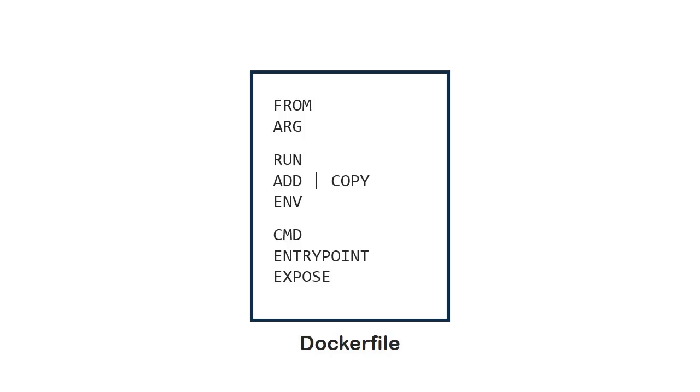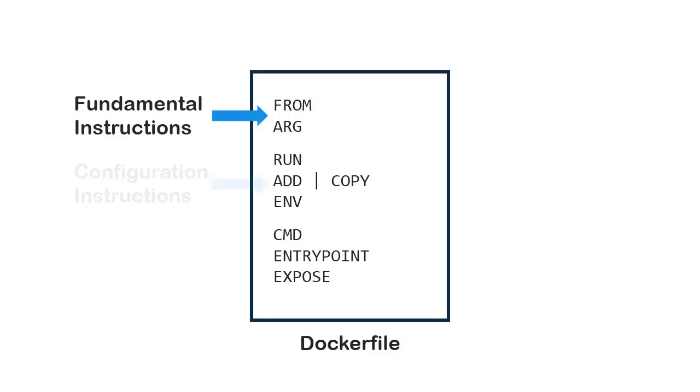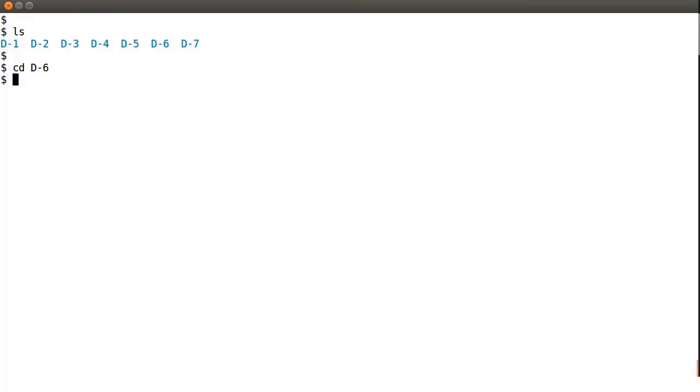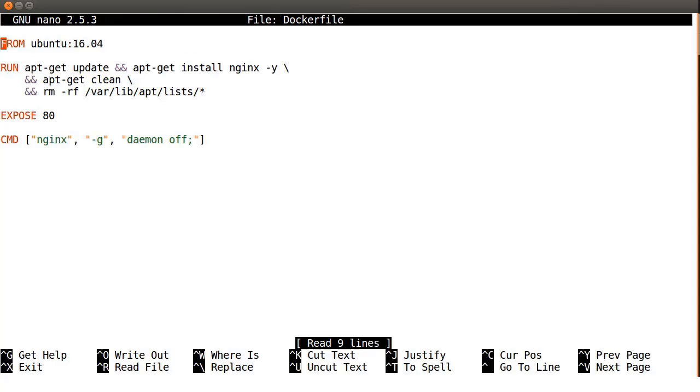What you see inside the Docker file are instructions to be passed on. The instructions can be generally divided into three categories: fundamental, configuration, and execution instructions. We will write our first Docker file and understand these instructions one by one. Let's navigate to D6 directory and list out all of the contents of it. We have a Docker file for this demo available here. Open the Docker file in the text editor. As we can see, it contains 4 Docker instructions.